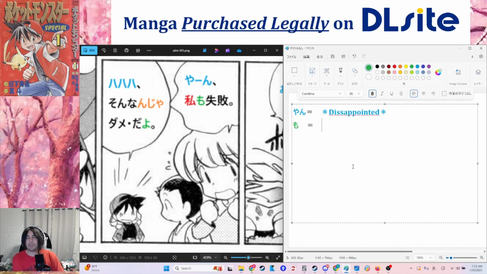Got ourselves a brand new particle to work with. This one's going to be the mo particle, and it means something along the lines of too or also. What it's basically implying is the thing marked with mo shares a characteristic with something that we've seen previously. So I too, or I also, and then whatever the rest of the sentence is. Keep in mind that the mo particle does not work without some kind of prior context.